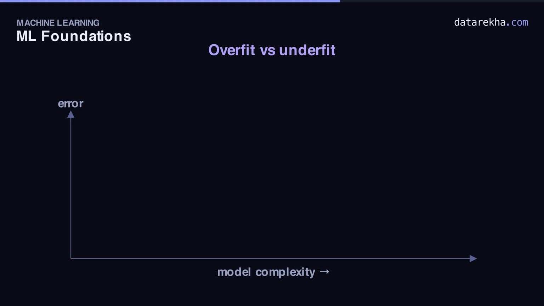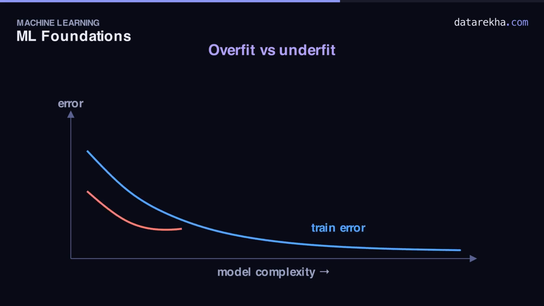On the bottom, model complexity, growing left to right. On the side, error. Training error just keeps dropping. The more complex the model, the better it fits what it saw. But test error tells the truth. It falls at first, bottoms out at the sweet spot, then climbs again as the model starts memorizing. That gap opening up on the right is overfitting made visible.